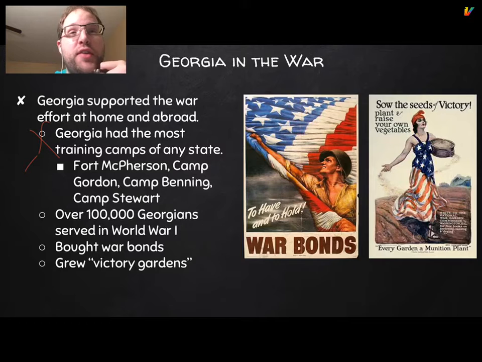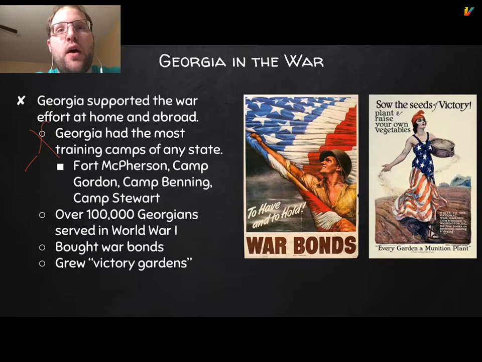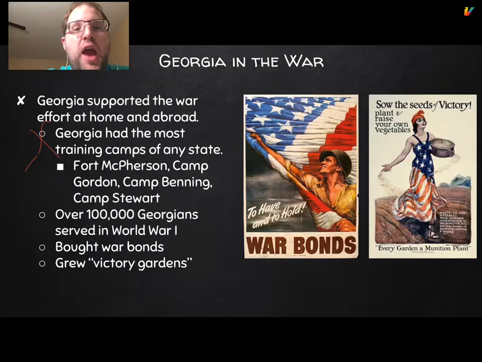Georgia did have 100,000 soldiers fight in World War I, so we had a lot of people volunteer to go and fight in the war. That's going to be important. And also, you need to know how civilians at home also could have supported the war effort.